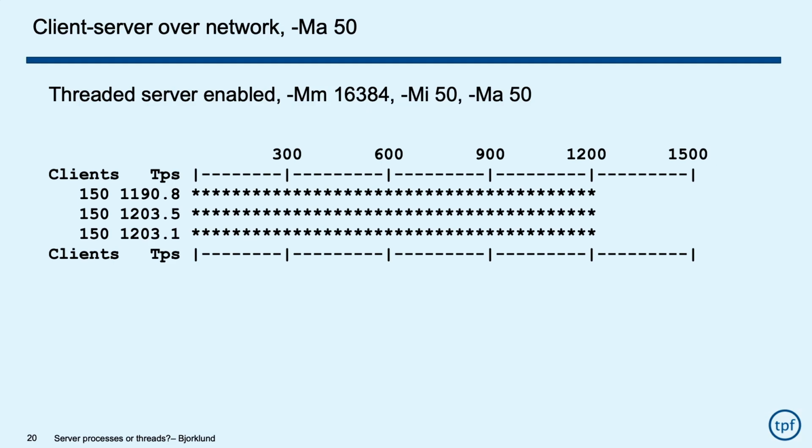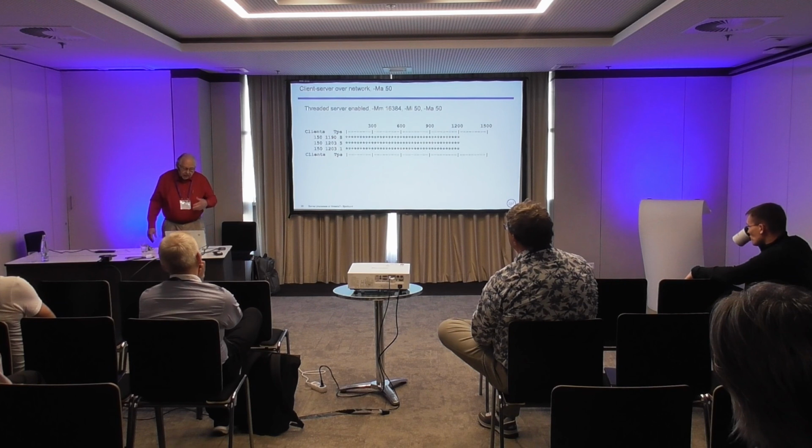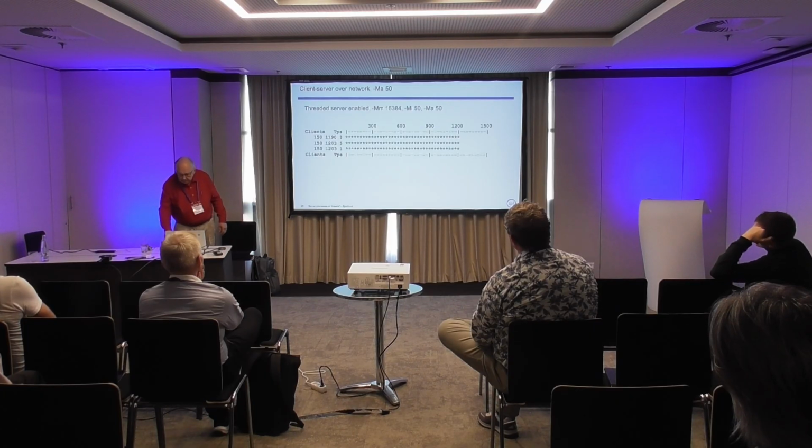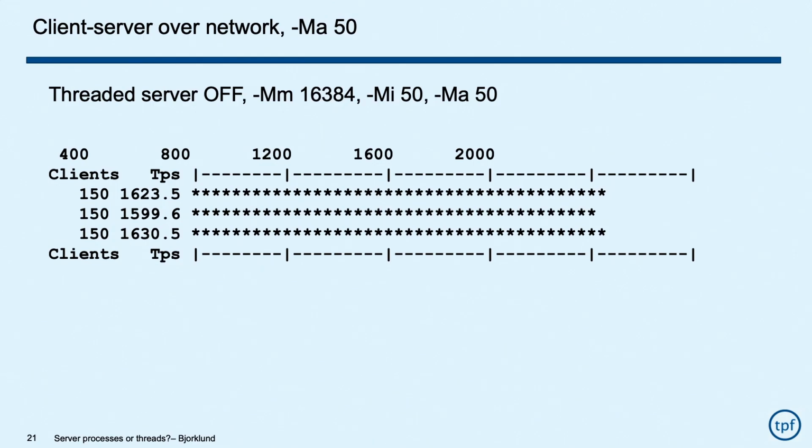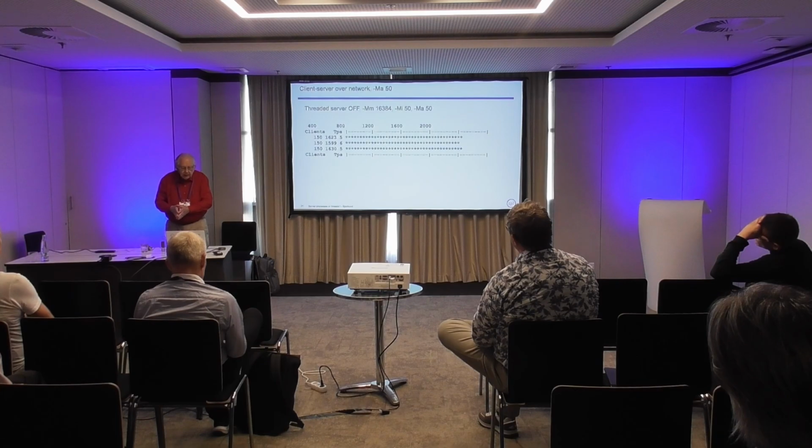Okay, then we go MA50, and we get a similar result to the previous one, 1200 and a little bit. And then for the unthreaded server, we get almost 1600, a little over 1600 at MA50. So again, the unthreaded server is a little bit faster.